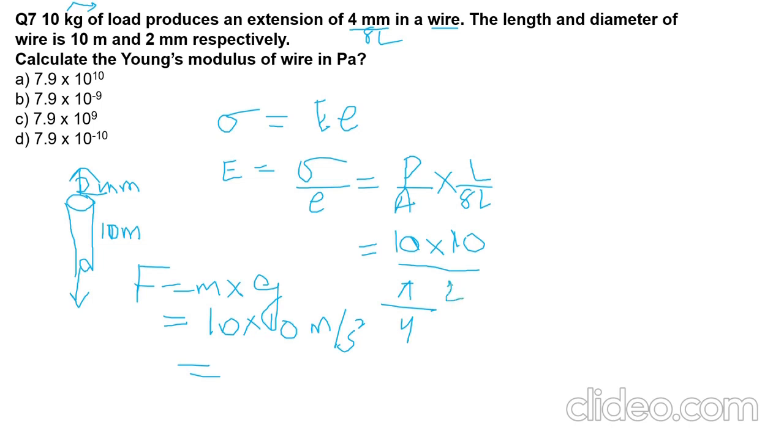Because we are calculating all in our standard units, we can write 2 multiplied by 10 to the power of minus 3. So that would be your area, pi d square by 4, and then we will have length. The total length is 10 meters, and you have to tell what is the deformation. That is 4 mm. So that would be 4 multiplied by 10 to the power minus 3. So you have to tell what is the answer. Now you just have to put in the values.